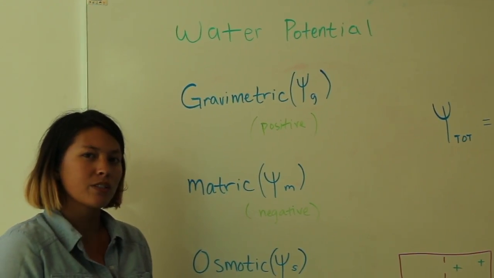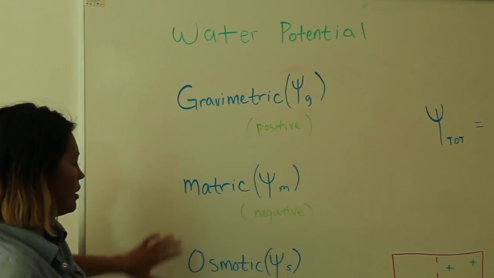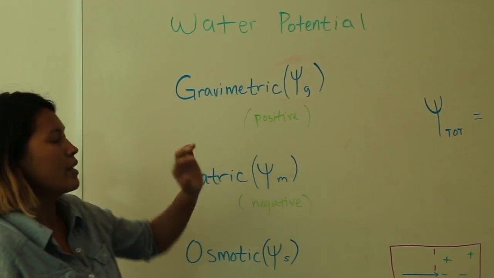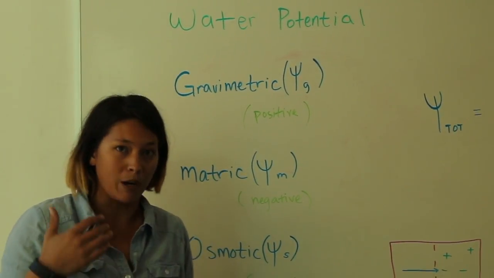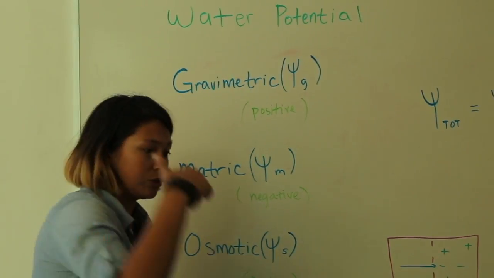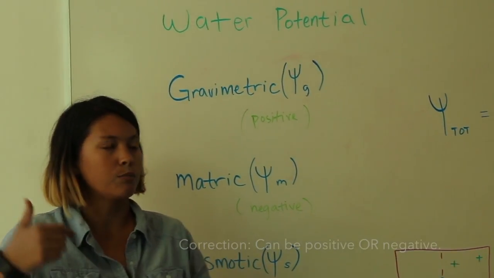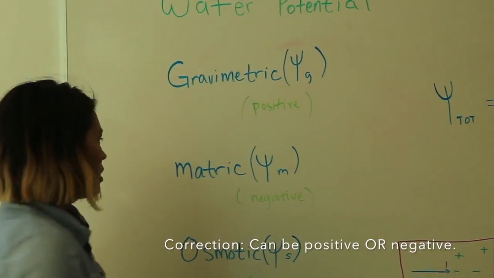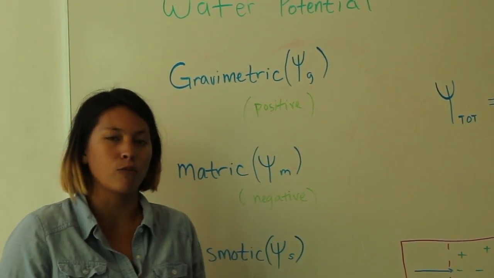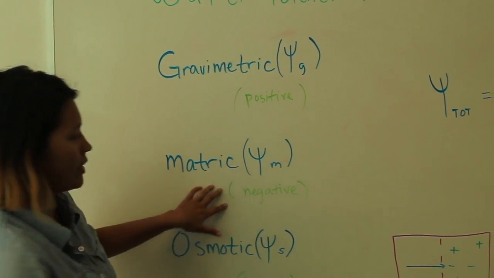Water potential is the movement of water. And we look at water potential with these 3 different potentials. So gravimetric potential is the movement of water by gravity. So if you think about water moving down from the top of a hill to the bottom of a hill, where it has the most potential is at the top of the hill. And then matrix potential is the movement of water into soil by capillary action, and therefore it's negative.